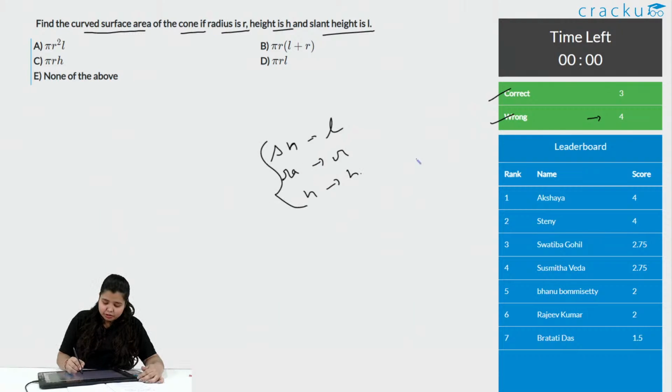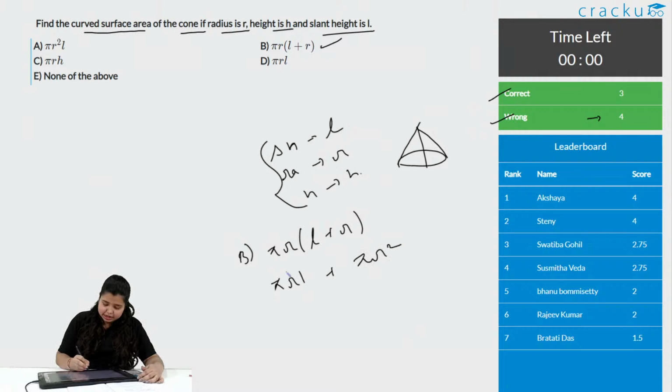Curved surface area of a cone. If this is a cone, curved surface area. So, if you ticked option B as the correct answer, or if you open this, you can simplify it, pi r L plus pi r square. This is the total surface area.